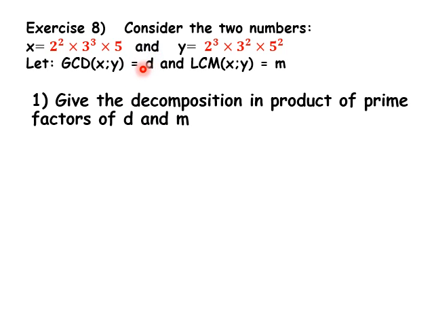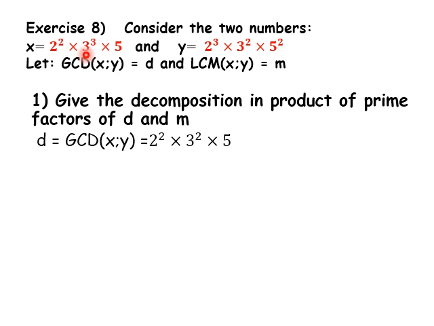They told me that d is the GCD, the greatest common divisor. How can we find it? We have to look at the two numbers x and y to find the common factors with the smallest power. For example, here we have 2 squared and 2 cubed. 2 is a common factor. Which of them has a smaller power? It's 2 to the power 2.